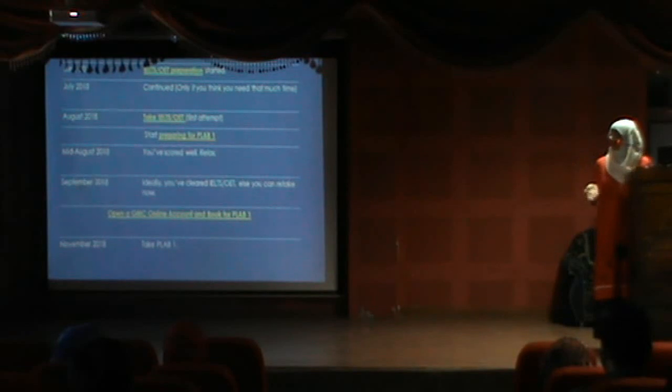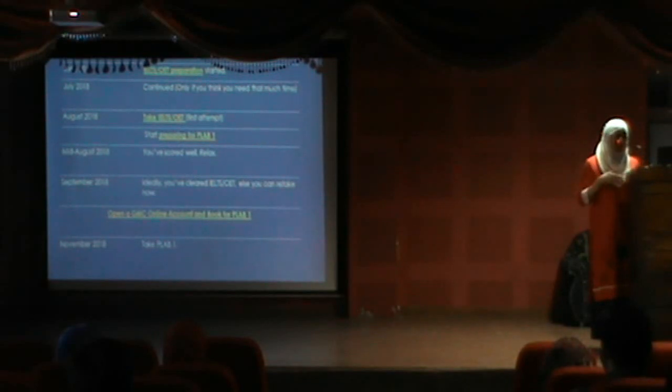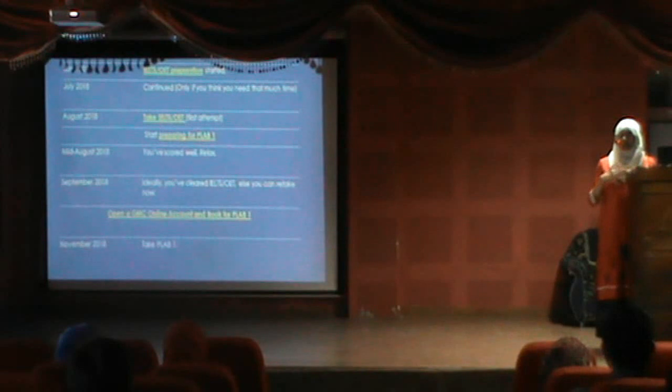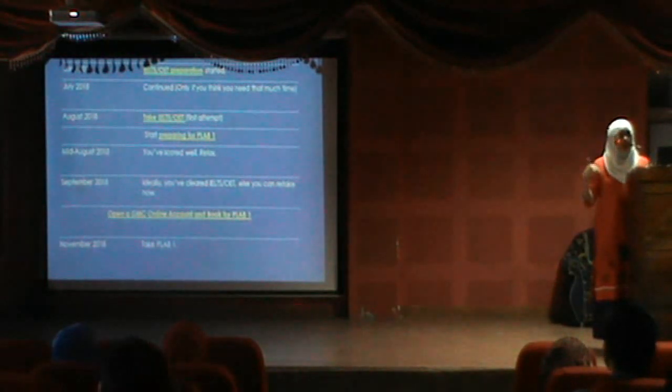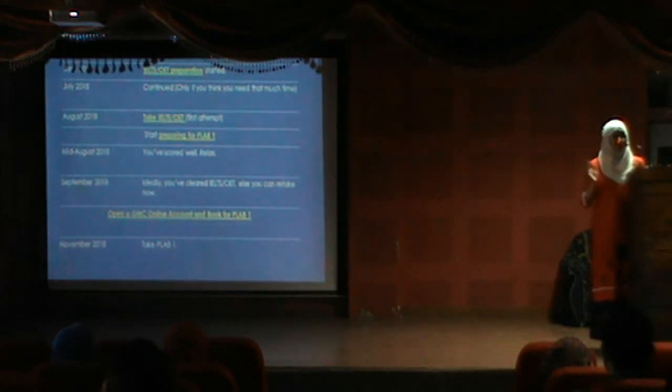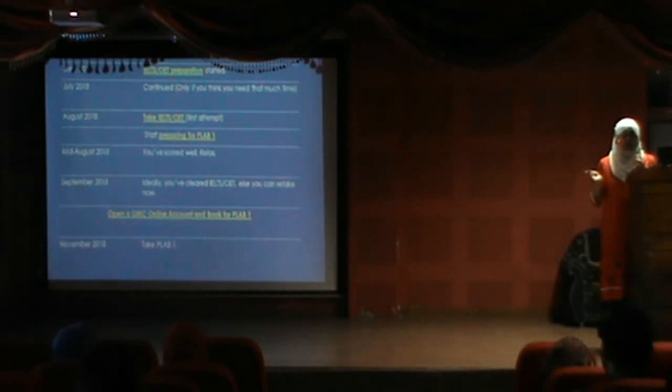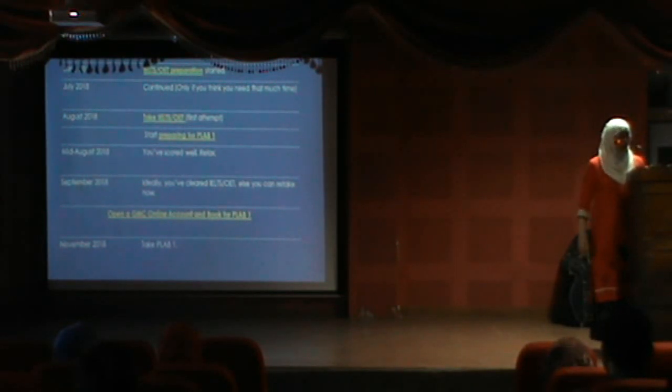So try and then sit for, let's say, the August attempt for the IELTS, and within 2 weeks, you would get the results so you can start your prep for PLAB. By September, ideally, you should have cleared either your IELTS or your OET. Otherwise, you can retake so that you give yourself a bit of a buffer in case you do not clear it in the first attempt. Then you can go ahead and open your GMC online account, book your PLAB 1, and in November you can sit for the PLAB 1.